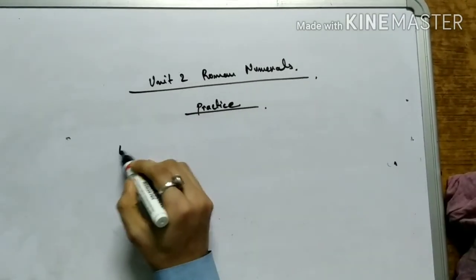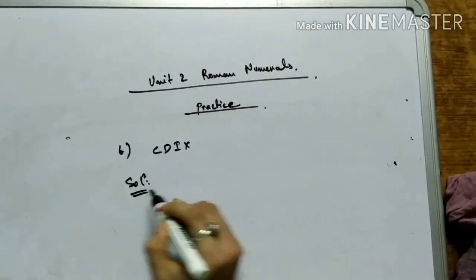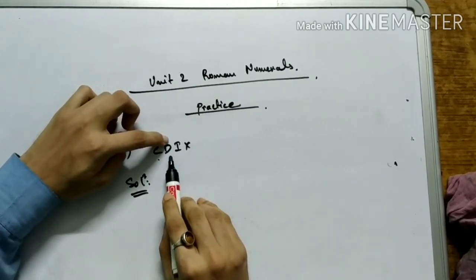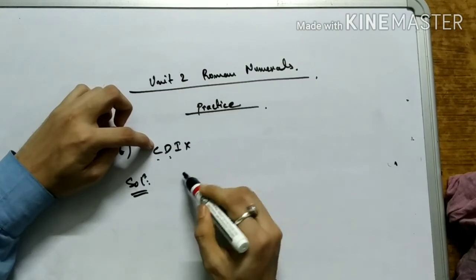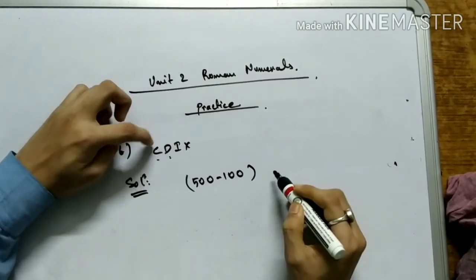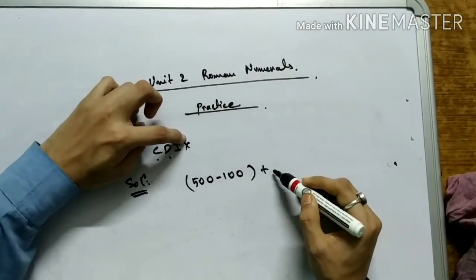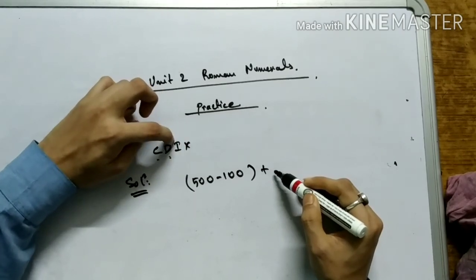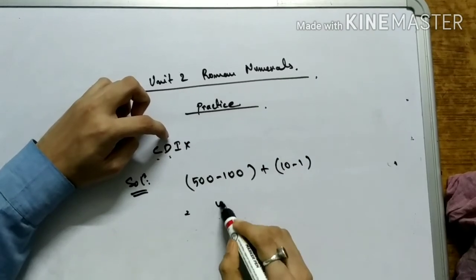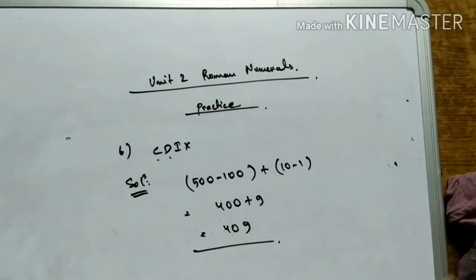Next again you see number F, CDIX. CD, you see a smaller letter is in front of a bigger letter. D is 500, C is 100. So what I will do is 500 minus 100. Again a smaller letter is in front of a bigger letter. X is 10, I is 1, so I will subtract, 10 minus 1. So this is 400 plus 9, 409 I will get.